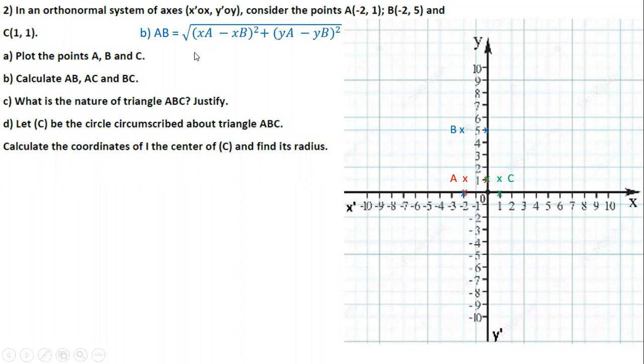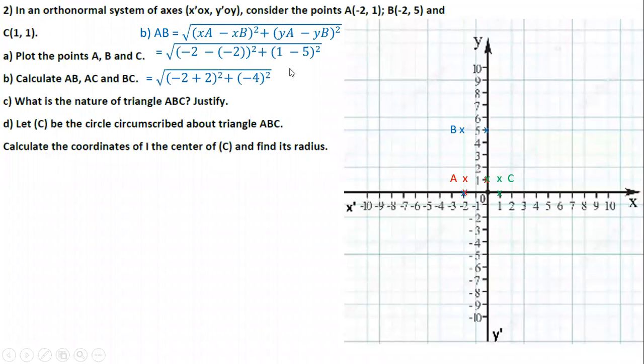After replacing, XA is minus 2, XB is minus 2, and because we have a minus, we replace it between parentheses. YA is 1, YB is 5. Negative times negative is positive, so I get minus 2 plus 2, all of it squared, plus 1 minus 5, which is minus 4, squared. Negative 2 plus 2 is 0. 0 squared, and negative 4 squared is 16. So I get radical 16.